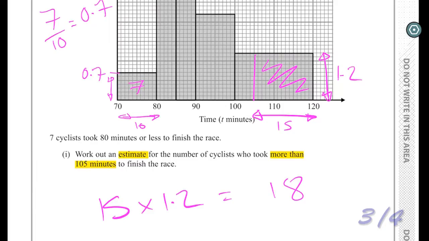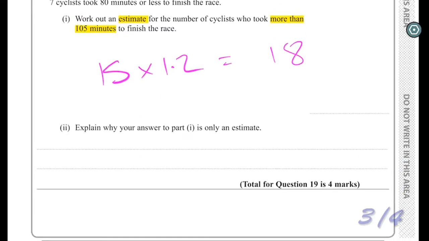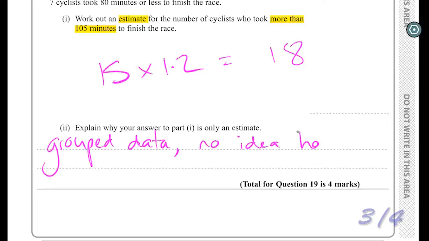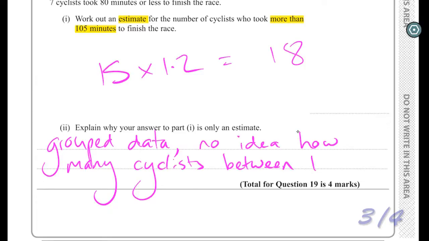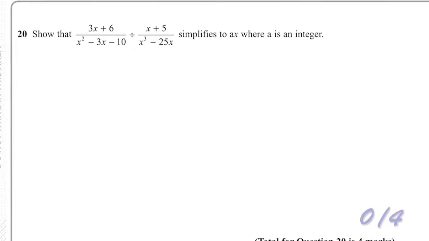To explain why your answer in part I is only an estimate, it's grouped data. We have no idea if it's evenly spread or not. So grouped data, no idea how many cyclists between 105 and 120. Something like that.